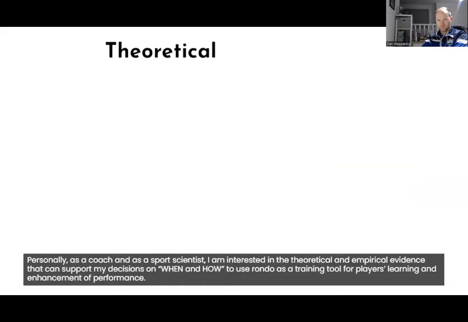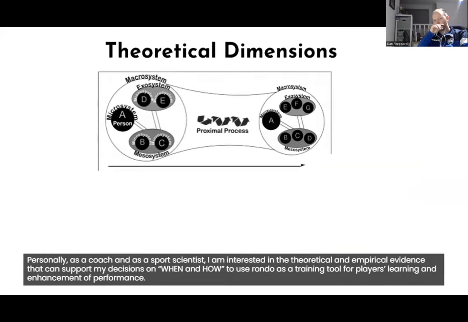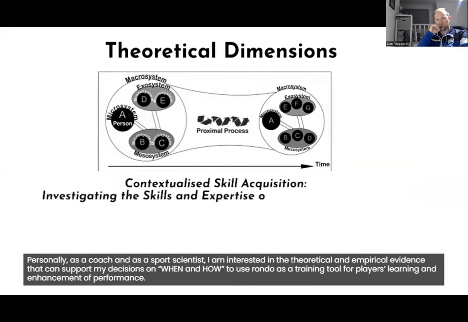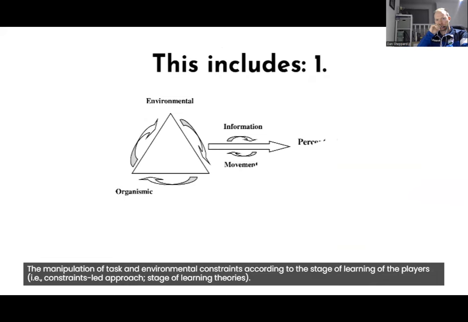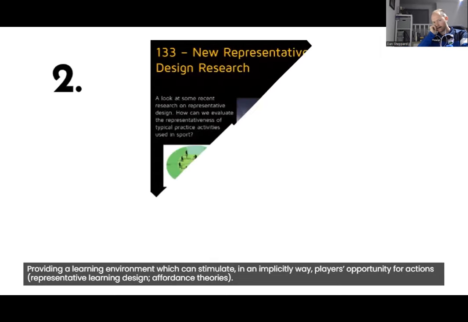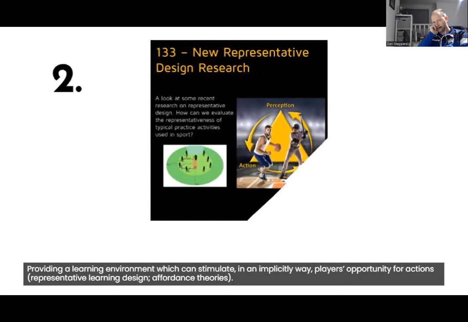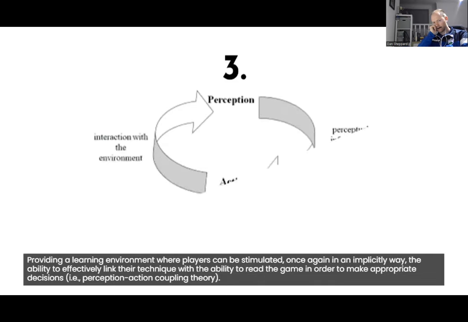Personally, as a coach and as a sports scientist, I'm interested in the theoretical and empirical evidence that can support my decisions on when and how to use Rondo as a training tool for players' learning and enhancement of performance. This includes, 1. The manipulation of task and environment constraints according to the stage of learning of the players. That's it. Constraints-led approach, stage of learning theories. 2. Providing a learning environment which can stimulate, in an implicit way, players' opportunity for actions. That's it, representative learning design and affordance theories. 3. Providing a learning environment where players can be stimulated, once again in an implicit way, the ability to effectively link their technique with the ability to read the game in order to make appropriate decisions. That's it, perception-action coupling theory.